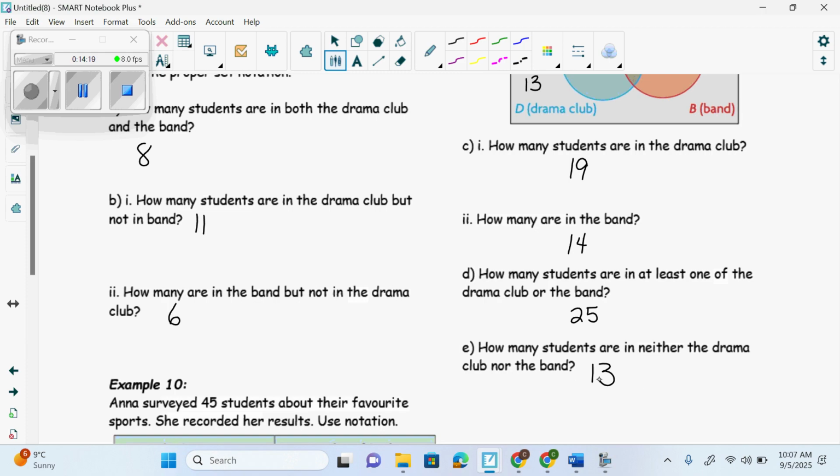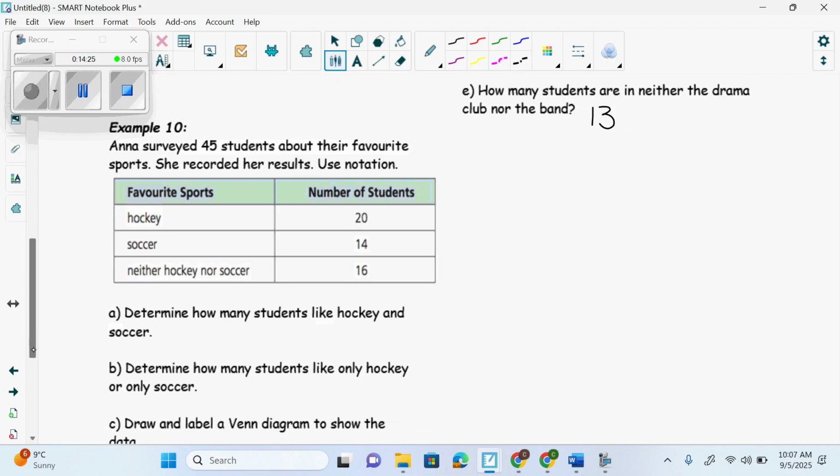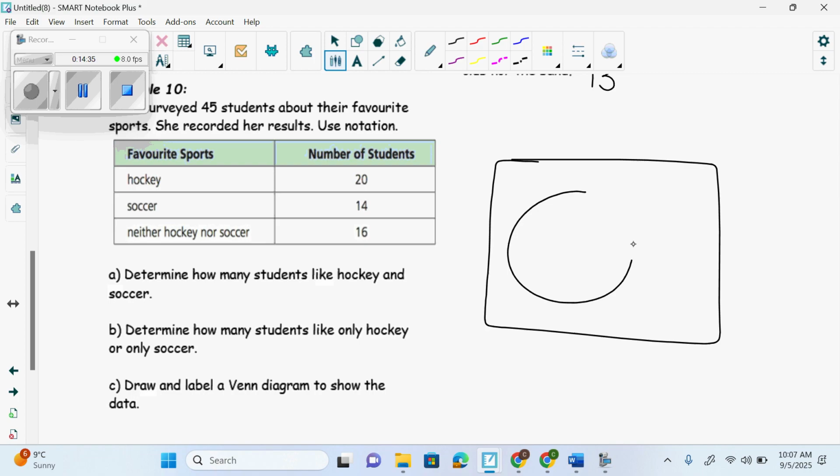That's the numbers, right? All right. Now this one says Anna surveyed 45 students about their favorite sports. She recorded her results. Okay? We're going to make ourselves a Venn diagram, make ourselves a box. Inside the box are 2 circles. After Monday, we might have 3 circles. 2 and 3 will exist. This is hockey. This is soccer.